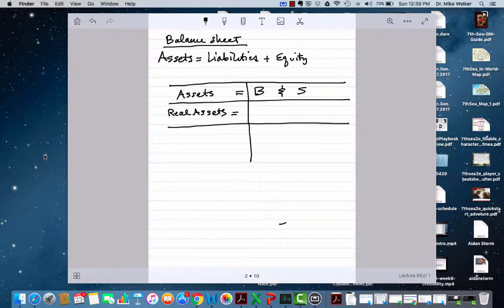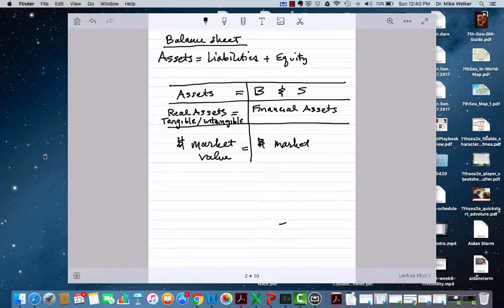Those will be equal to the paper assets, the financial assets. And the real assets are tangible and intangible assets. So we're going to include both possibilities. And what's key is that we need to know the market value. That's really key for financial decisions.